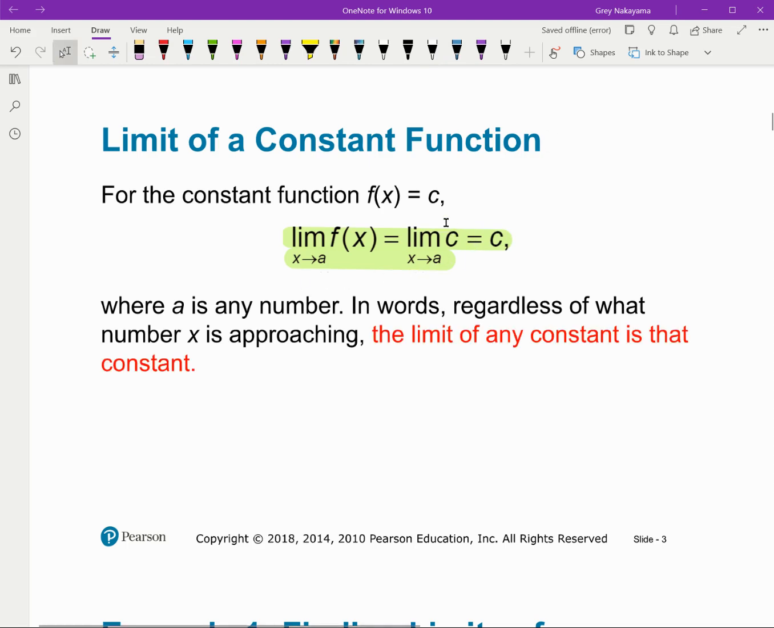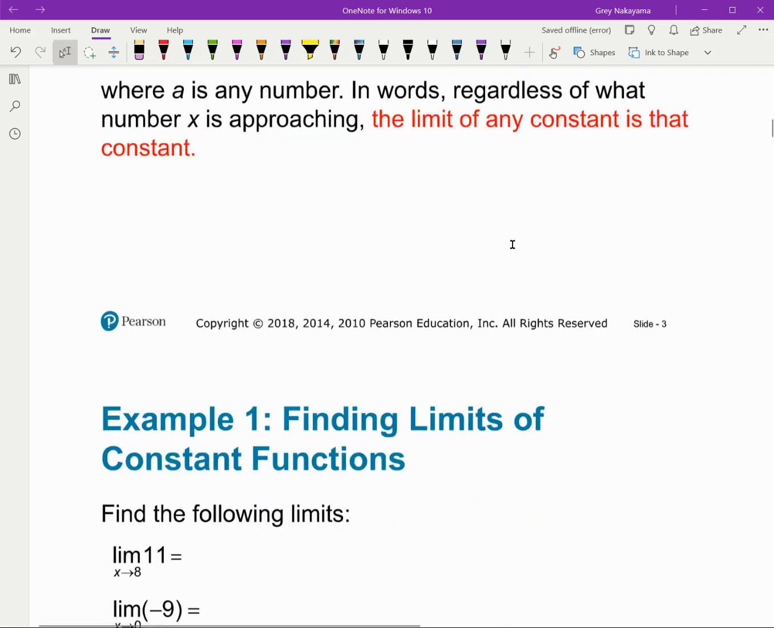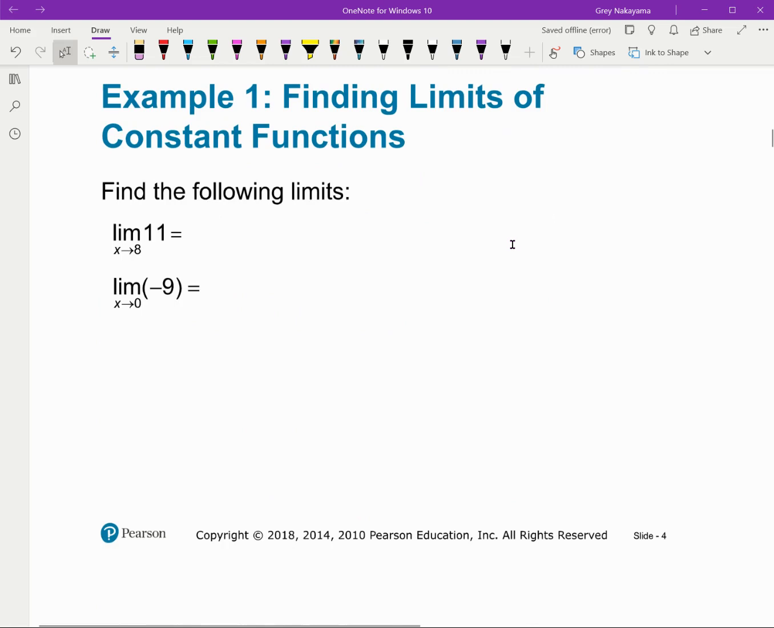So when I say plug it in, y'all, if it looks like this, if you plug in a into c, well, there's no value to plug in for x. So that's why your answer is just c. So these two examples, find the following limits. What is the limit of 11 as x approaches 8? Well, there's no x in there for me to put 8 in for x. So my limit, that is a constant function, and the limit is just 11.